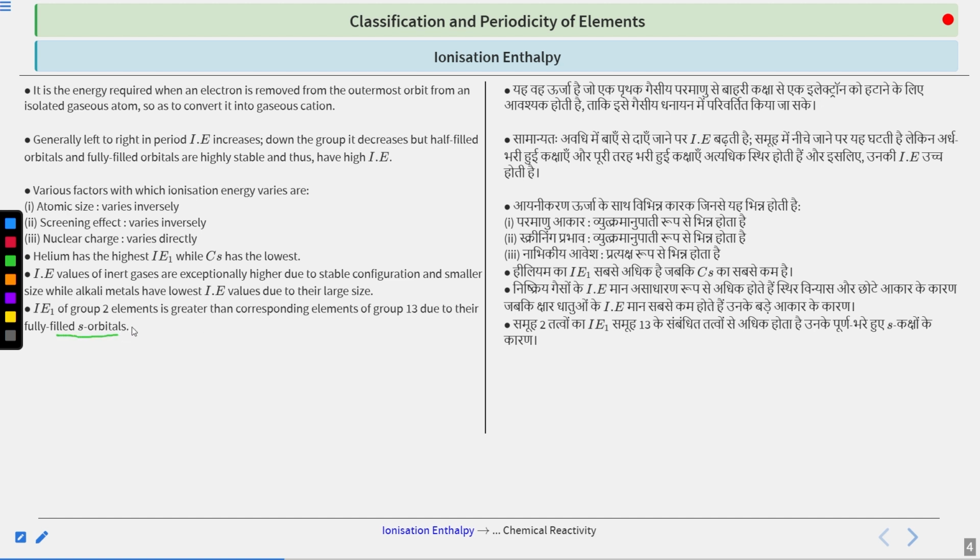So we know it very well that all alkaline earth metals have a general electronic configuration of ns2, right? And ns2 means a completely filled s orbital, so it will have a higher ionization energy.